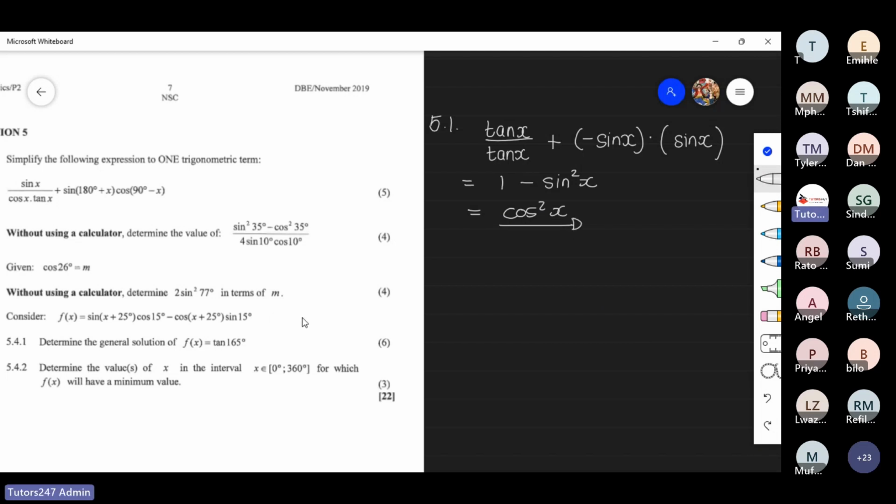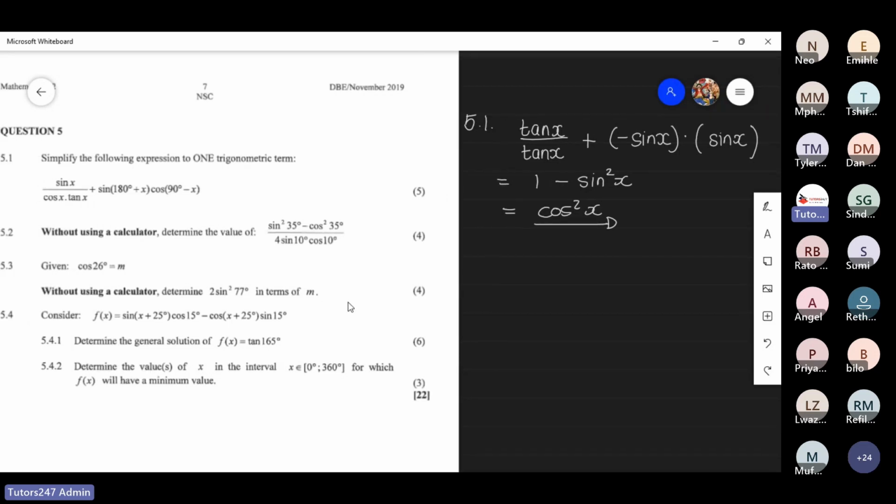And that is where we will end with question 5.1. Now, our goal for question 5.1 was to only simplify our expression into a single trigonometric term. And we've done that. So we are done. There's nothing further that we need to do.